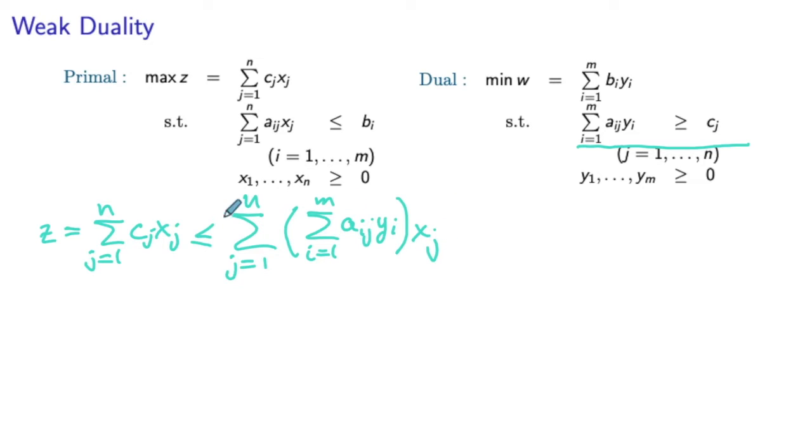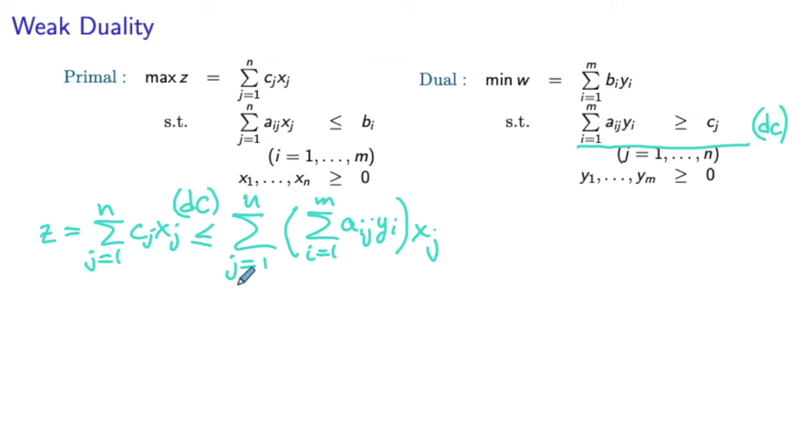So essentially this inequality that we just wrote came from the dual. So let me denote this inequality as DC, let's say, for dual constraint. So this was based on DC.